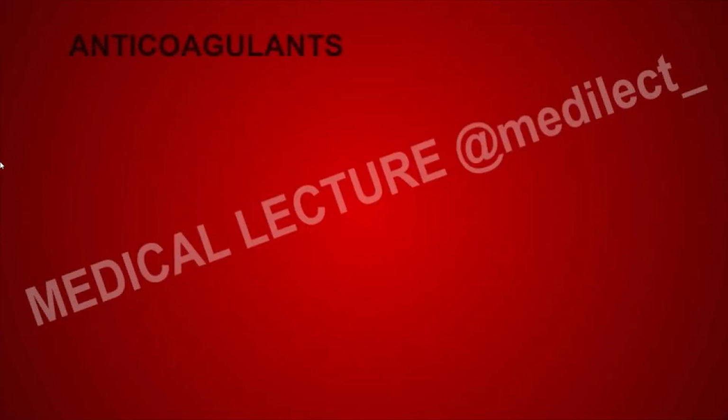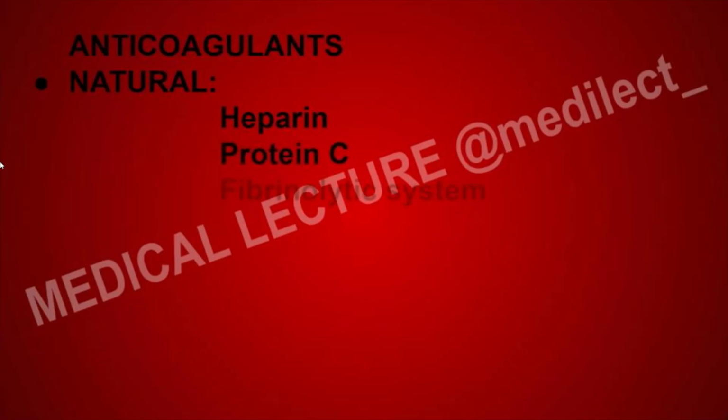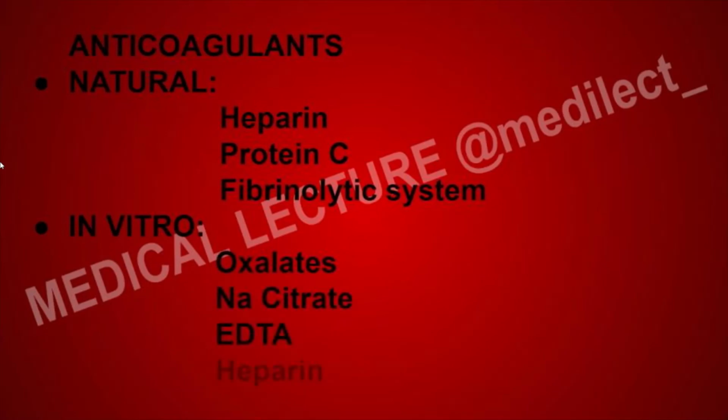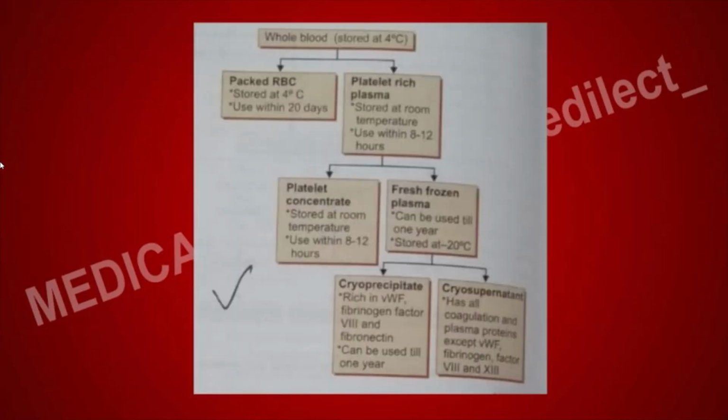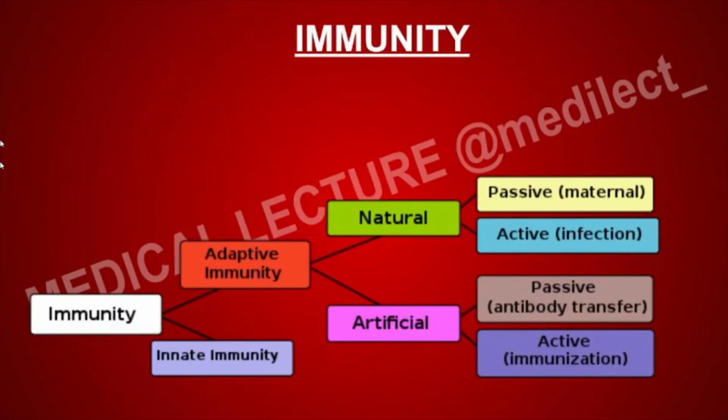Now next is the anticoagulants. They can be natural or in vitro. Natural includes heparin, protein C, fibrinolytic system, and the in vitro includes oxalates, sodium citrate, EDTA, heparin, etc. Now this is a very easy table for understanding the various components of the blood used for blood transfusion. All these components of the blood are used for the blood transfusion process.